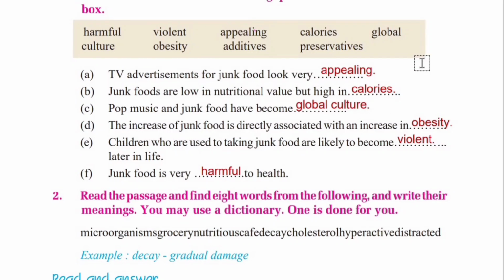Okay, now I have written down the answers here. A number, TV advertisements for junk food look very appealing. Next answer, calories. Third, global culture. Next, obesity. And then E number's answer, violent. And then F number's answer is harmful.